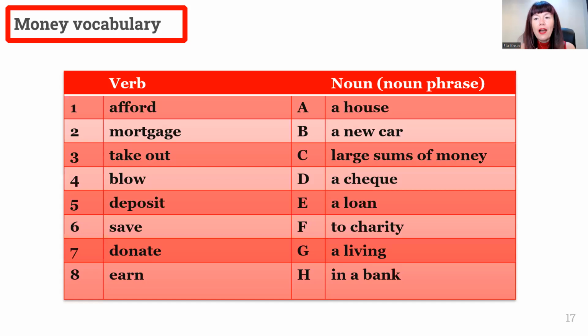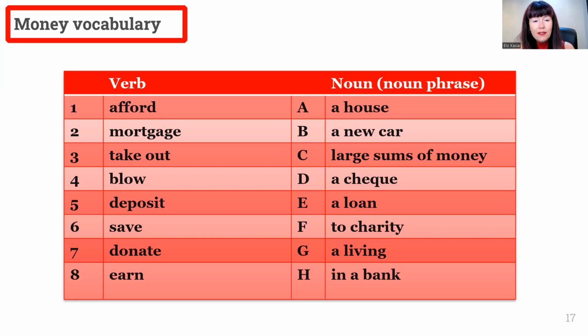Okay. Now we'll have some more money vocabulary. So here I want you to match the verb with a noun or a noun phrase. And some of them are a little bit tricky because sometimes a verb can fit more than one noun or a noun phrase, but not all of them work like that, okay? So I am going to read them out to you first, and then I'm going to give you the correct answers.